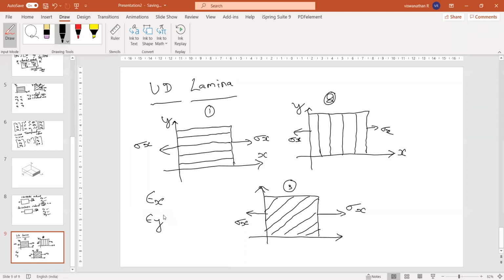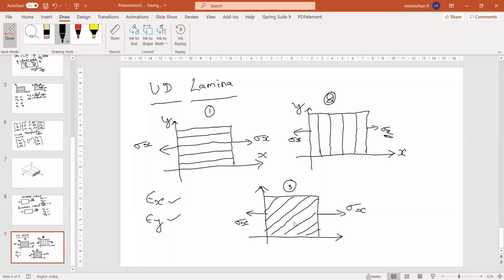So for the first one, you have epsilon x and epsilon y. What about gamma xy? Do you get shear strain? No, sir. What about the second case? We don't get shear stress, sir, in that case too. No. Shear stress is not applied. The extensional stress is applied. And do you get shear strain is what I'm asking. No, sir. We don't get shear strain. We get only epsilon x and epsilon y.